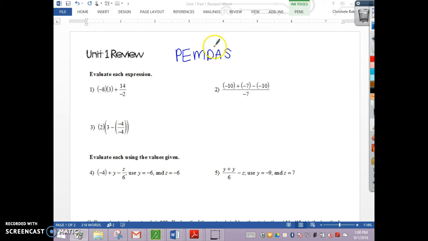left to right. So to start, we have negative 8 times 3, which is negative 24. And then we have 14 divided by negative 2, which is negative 7. Adding these together, negative 24 plus negative 7 equals negative 31.